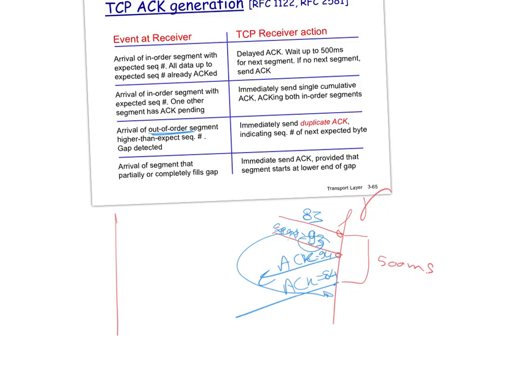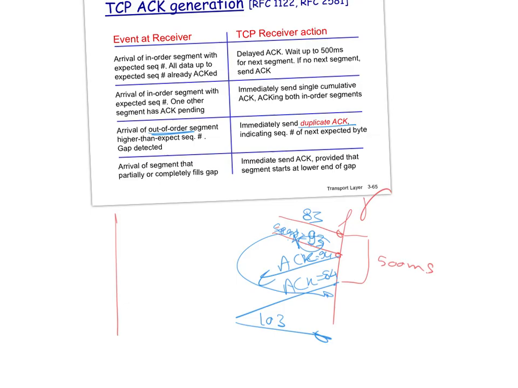The question now is the arrival of an out-of-order segment, higher than the expected one. Which means that here, 93 did not arrive, and now 103 arrived, and it's within the 500 milliseconds. What do I have to do? We know. We will have to send a duplicate ACK. Duplicate ACK, okay?